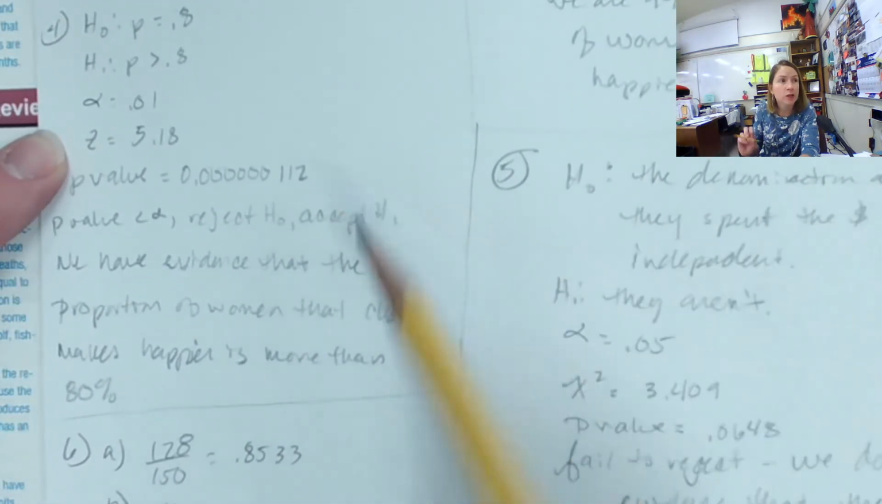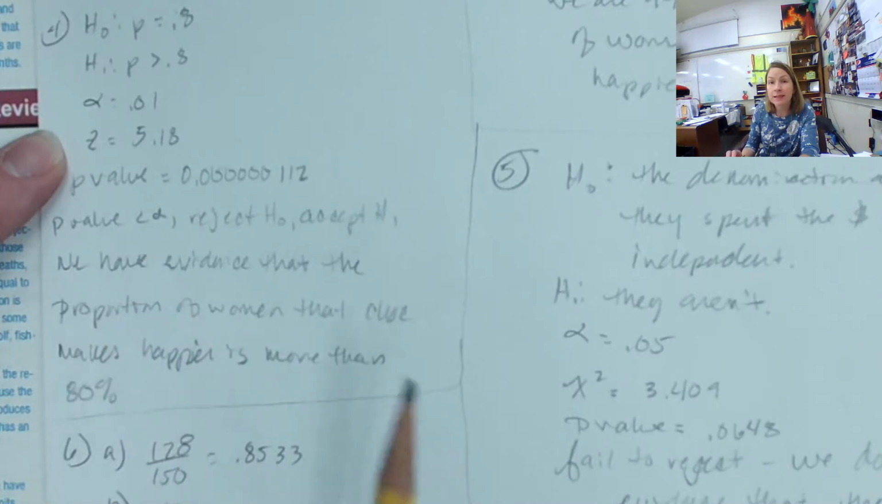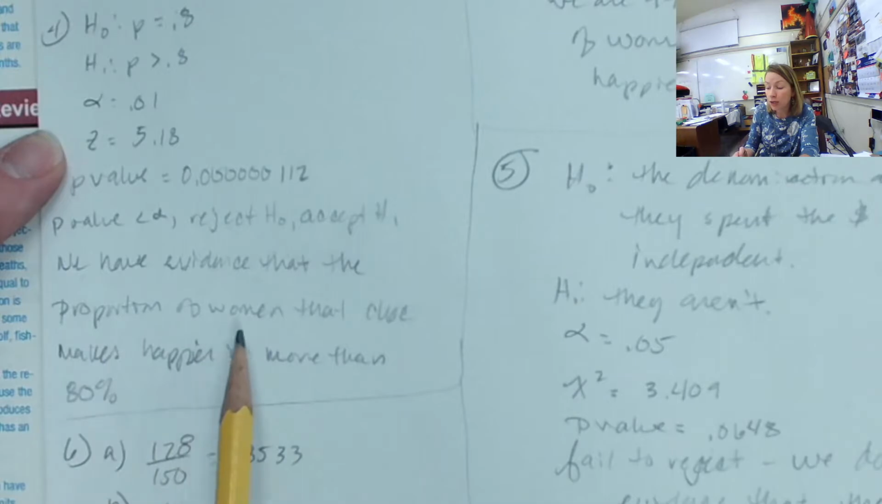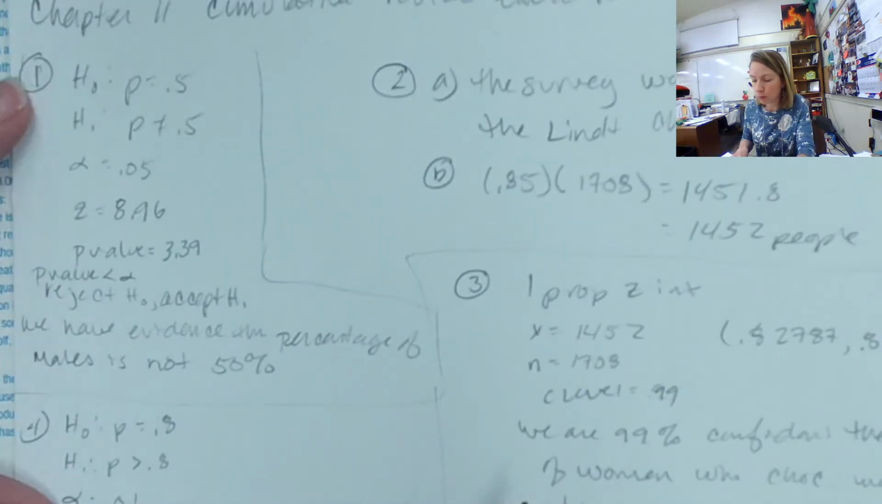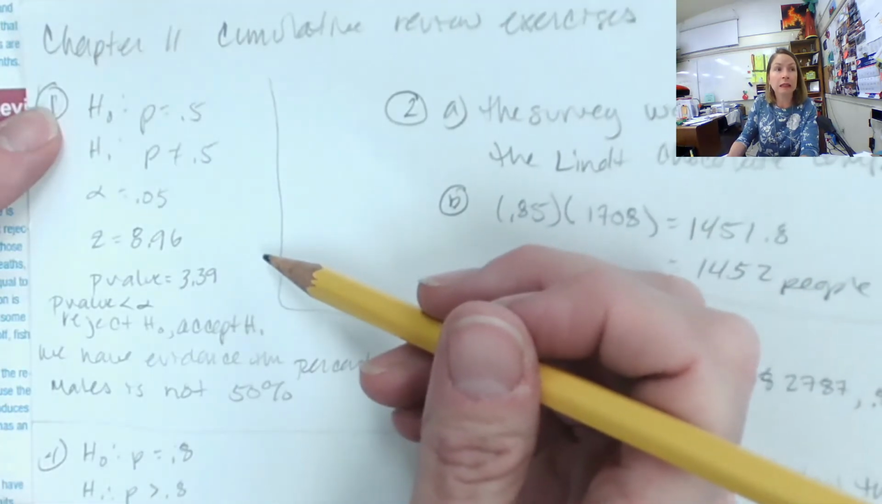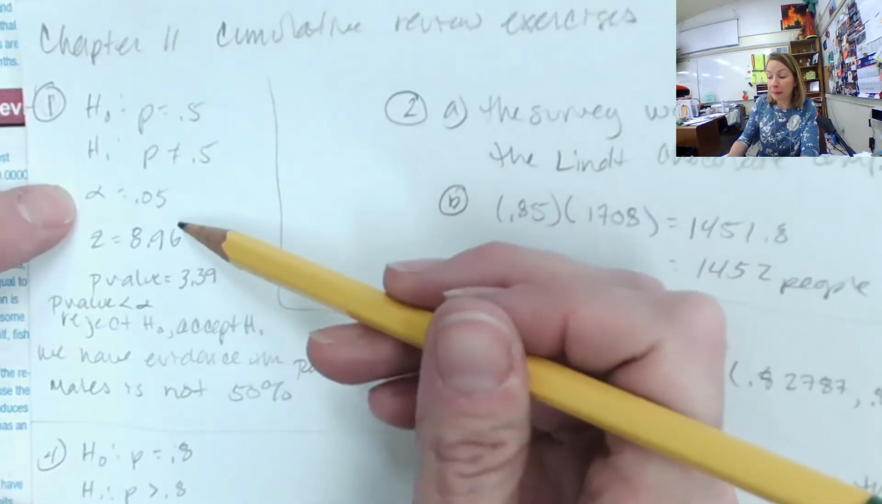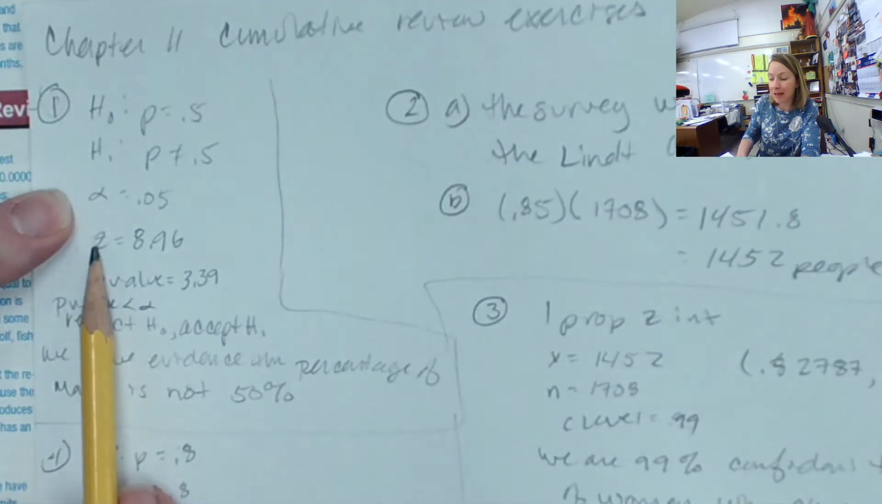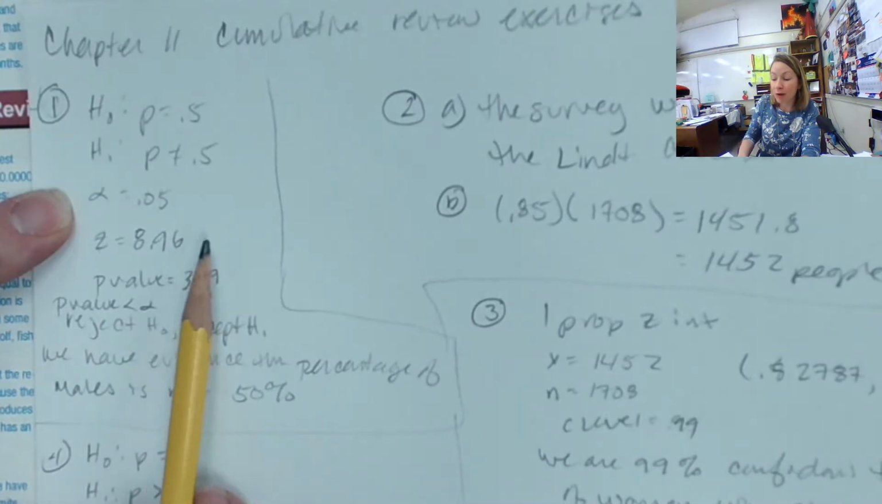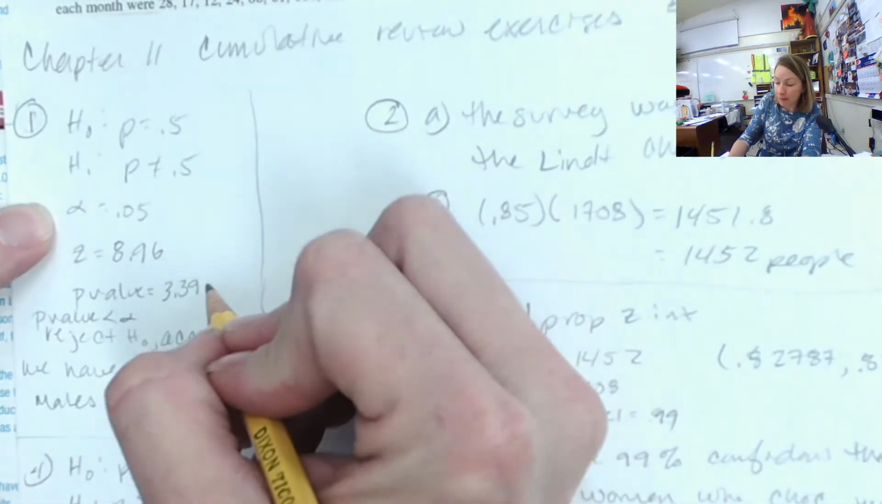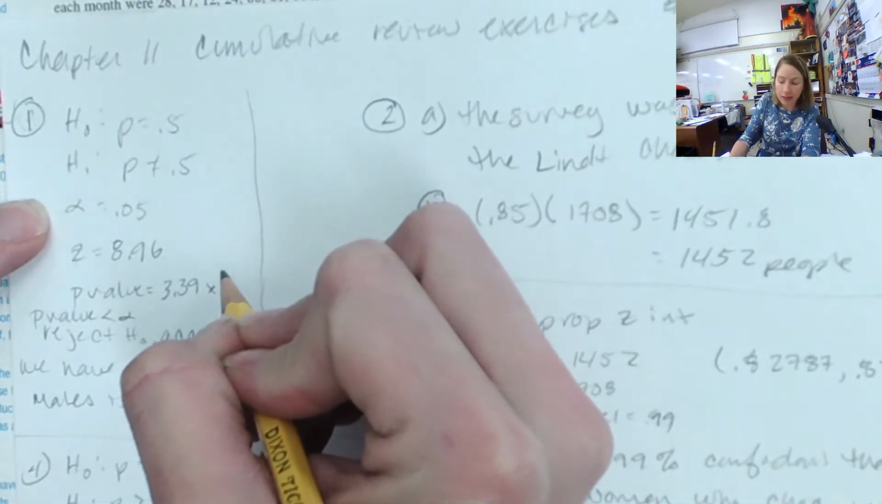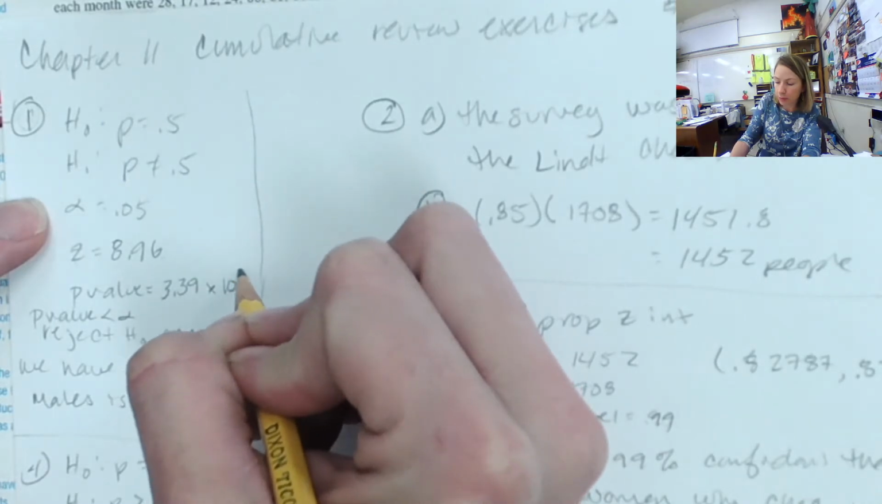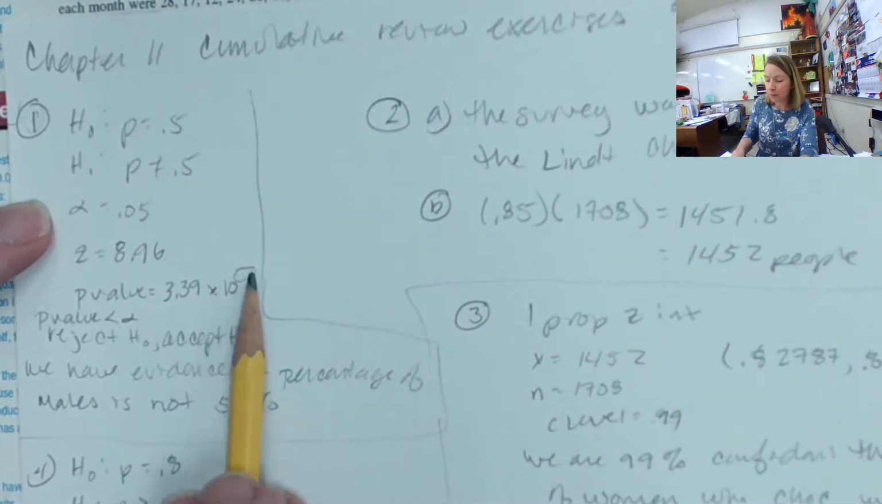Sorry, that was off the page there. So my p-value is less than alpha. Reject my null, accept my alternative. We have evidence that the proportion of, sorry, hold on. I was looking at the wrong one. So back up here, we've got z is 8.96. And my p-value is, and that was times 10 to the something. I forgot what it was. I didn't write it down. I'll write it down here in a second.